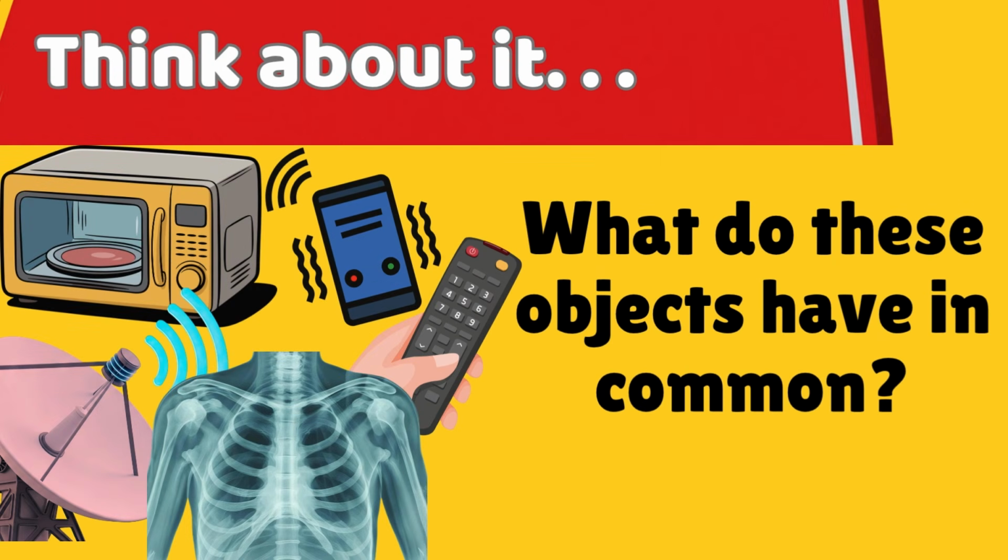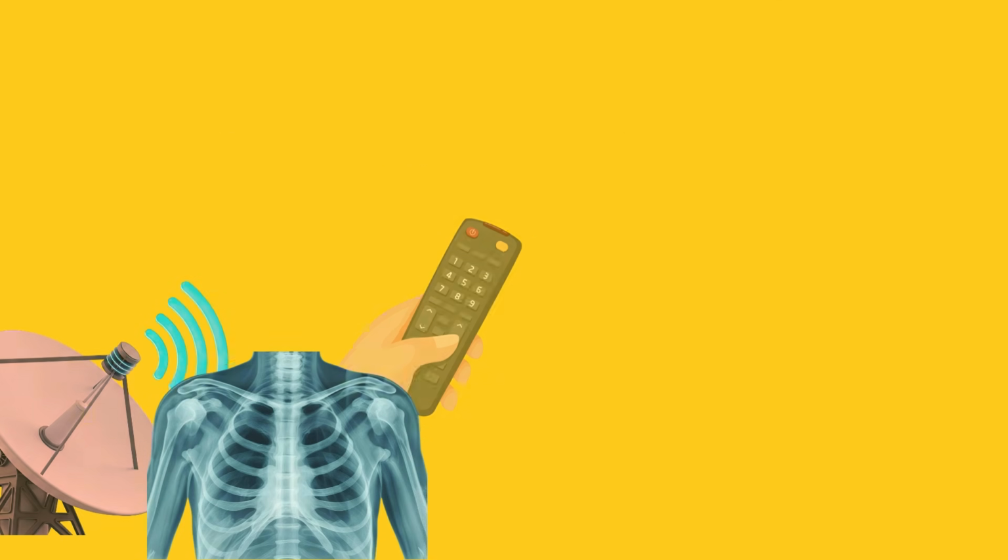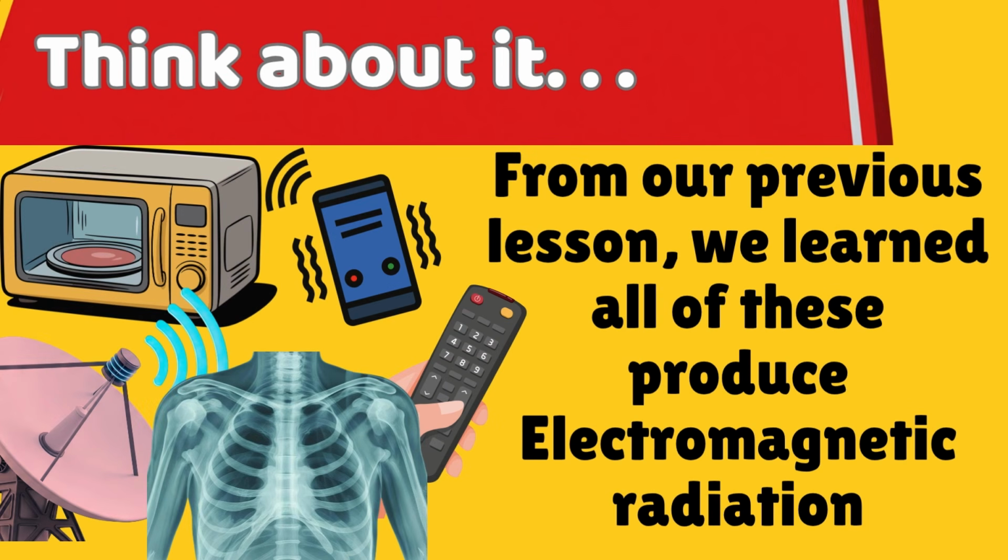Think about it. What do these objects have in common? As you can see from the picture, we have here a microwave oven, a cell phone, a satellite, and then we have a remote and an X-ray. So what is common to all these pictures?